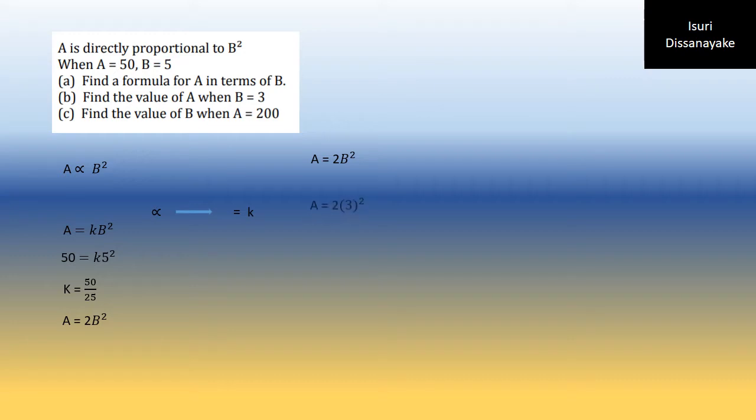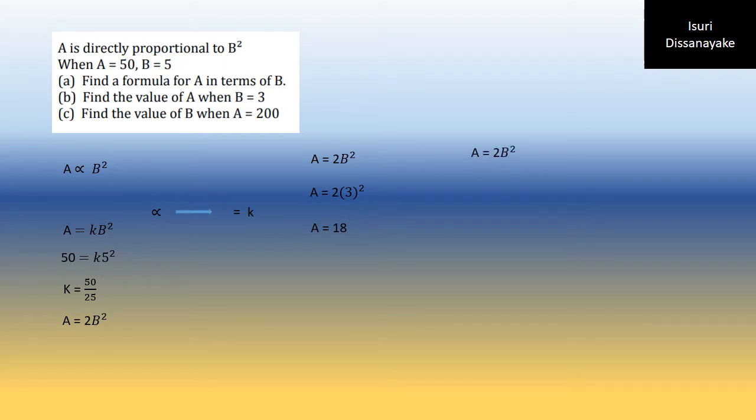Next, find the value of A when B is equal to 3. Since you know the formula now as A equals 2B squared, you have to substitute the value of B to work out the value for A. So A is equal to 18 when B is equal to 3, because 3 squared is 9, times 2 is 18.